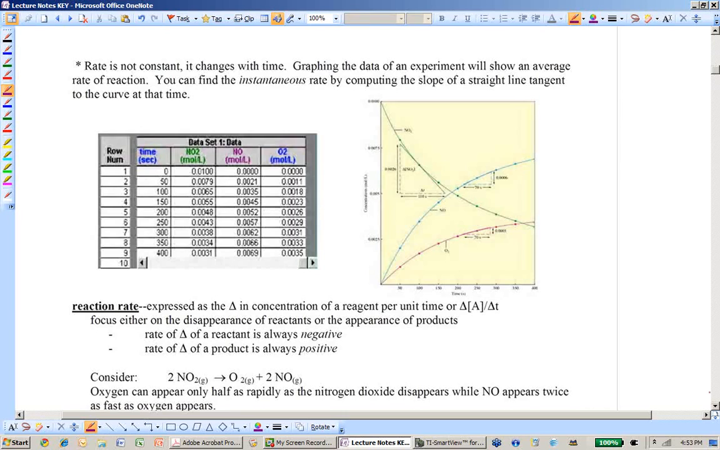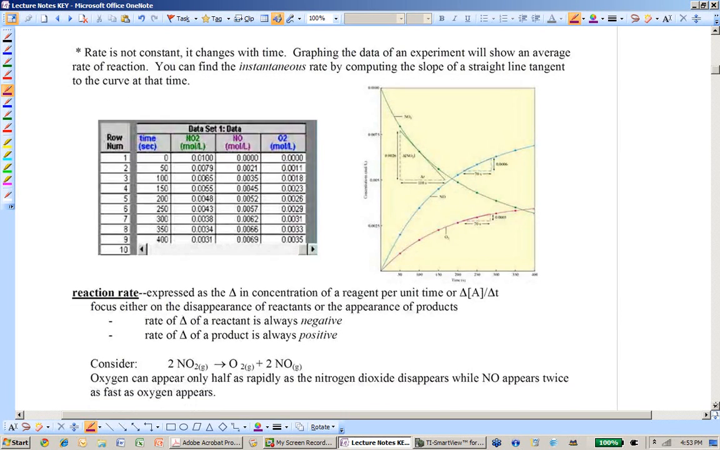So rate is not constant. Well, okay, it can be on occasion, but it's really rare for rate to be constant. That's what I should say. It changes with time, which means you've entered the land of curves. Y equals mx plus b is still your friend. You're just not going to get your friend very often. So we're going to graph a lot of data in this chapter.